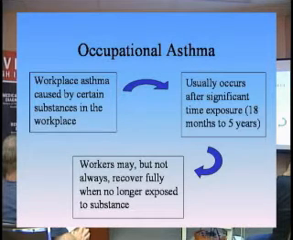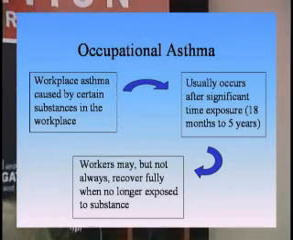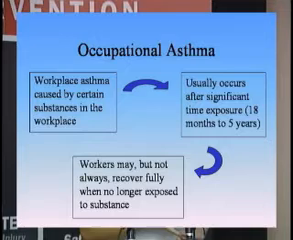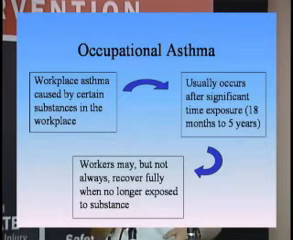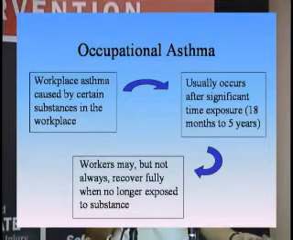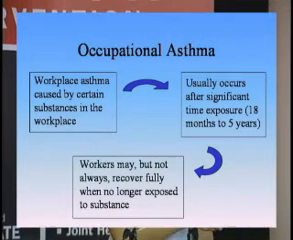So what's occupational asthma? What's the difference between asthma and occupational asthma? Well, in occupational asthma, it's caused by something that you're exposed to in the workplace. So it usually occurs after a significant time exposure, like 1.5 years to 5 years type of an exposure. Could be even longer, and it could be shorter. So if you were exposed to an irritant type asthma and you were exposed to a large chemical spill, then that could actually be a lot shorter.